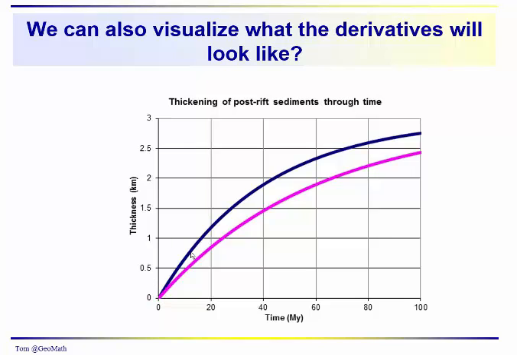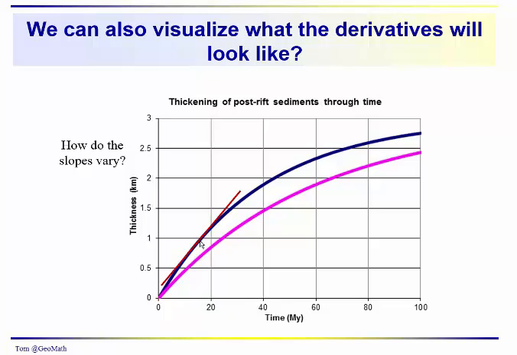The derivatives are the sedimentation rates. If we want to know how the sedimentation rate varies, we look at the slopes of this function and how they vary through time. Of course, you can see the slopes are going to start off very high, and then they're gradually going to decrease. The slopes are all positive. The sedimentation rate is positive. We're adding sediment to the basin. We aren't removing sediment from the basin.